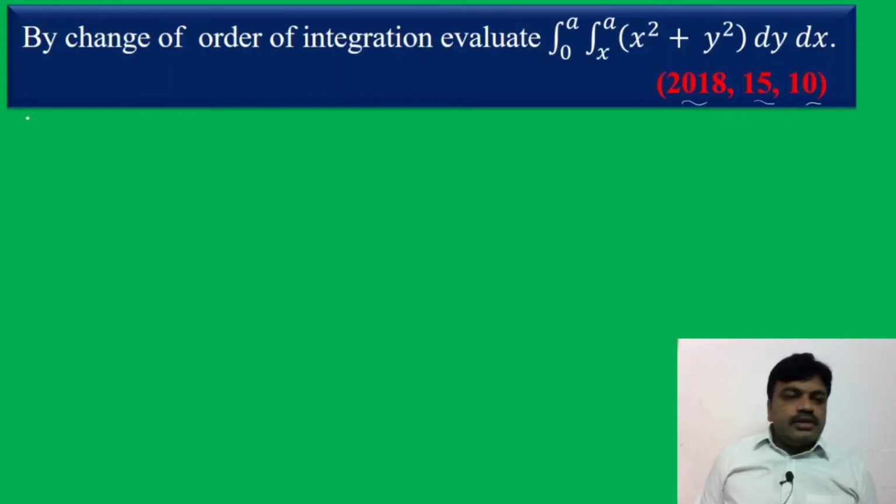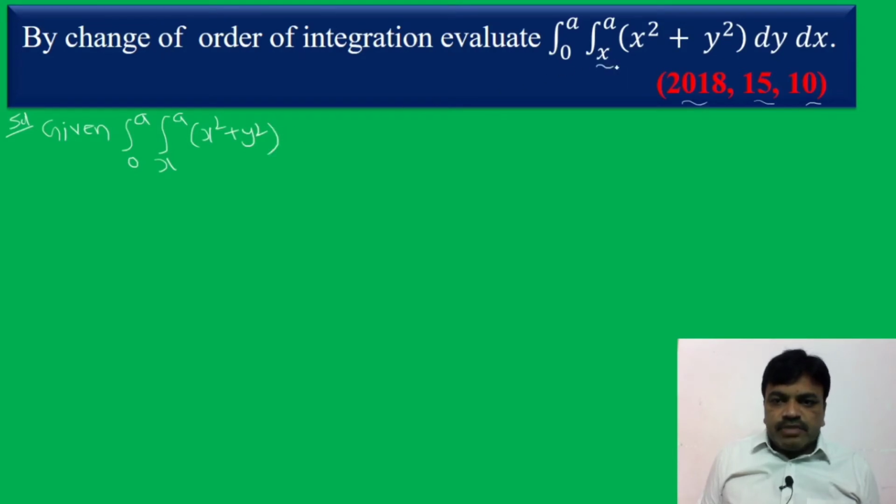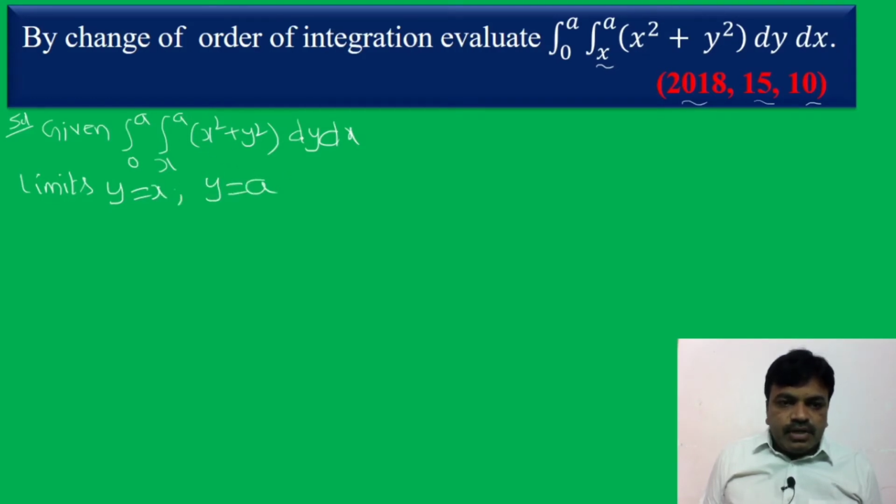Okay, right, let us see the solution. Given integral 0 to a, integral x to a, x square plus y square. See friends, here in terms of x, so that is the proper order, so dy dx. I want to draw a rough sketch, friends. So, y is equal, what is the lower limit here, y is equal to x. Okay, y is equal to a. What are the x limits here, x is equal to 0, x is equal to a.